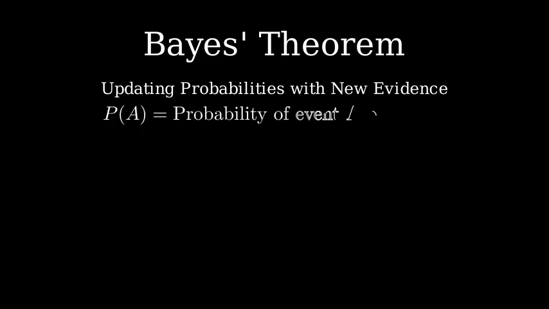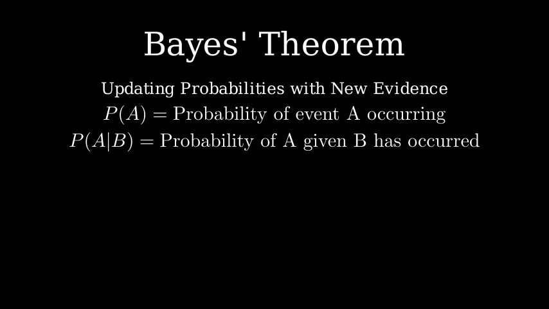Before diving into Bayes' theorem, let's quickly review some basic probability notation. We use P(A) to denote the probability of an event A occurring. The notation P(A|B), written as P of A, vertical bar, B, represents the conditional probability, the probability of event A occurring given that event B has already occurred.